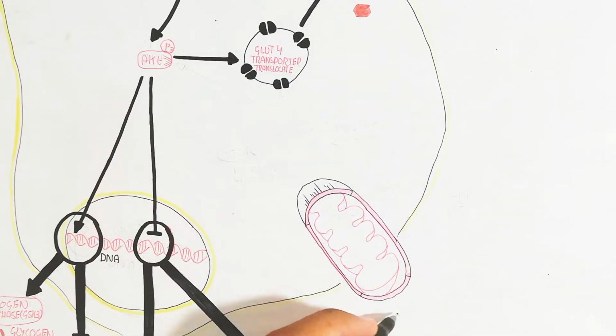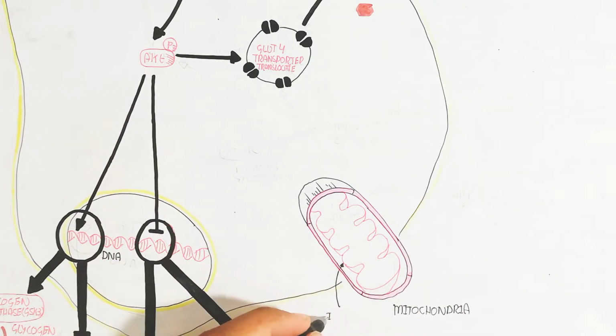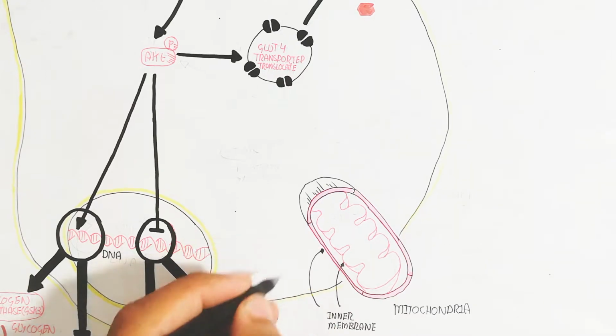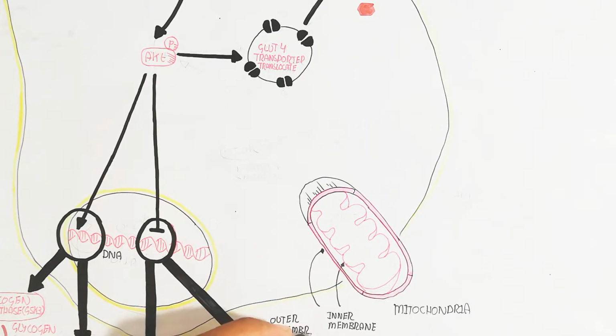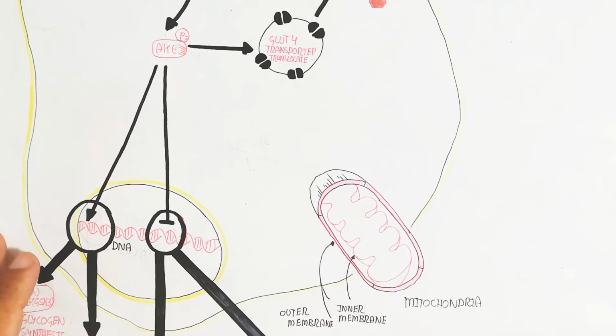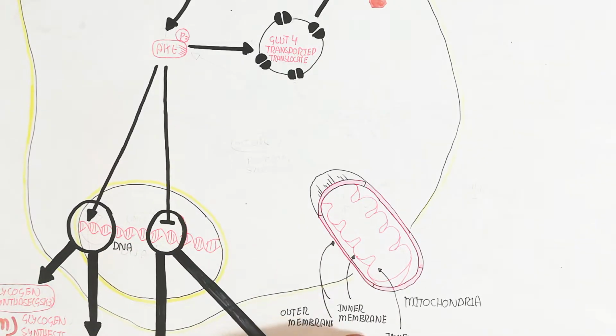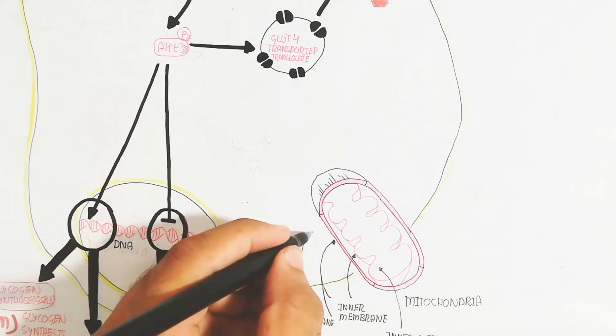So let's begin to understand the mitochondria. Remember, insulin is an anabolic hormone, but it works less for the synthesis of proteins and growth, like growth hormone does, because it is used for glycogenesis, lipogenesis, etc.